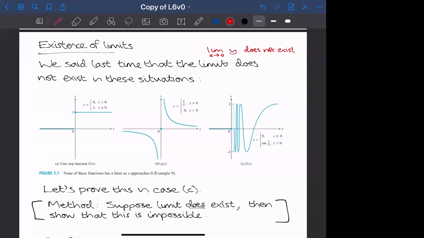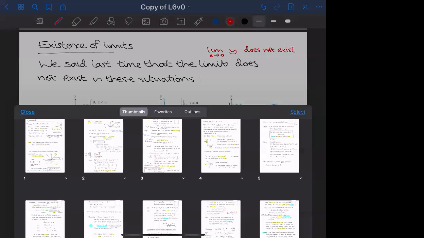So I was going to prove that the limit does not exist in case C. And because of the late start, I'm going to go through this relatively quickly.